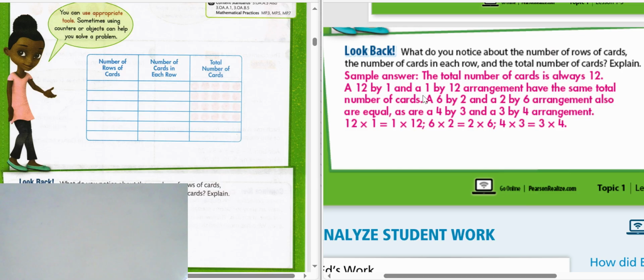Arrangements have the same total number of cards, and also 6 by 2 because 6 times 2 equals 12, and 2 by 6 arrangements are also equal because 2 times 6 equals 6 times 2, as are 4 by 3 and 3 by 4 arrangements. 12 times 1 equals 1 times 12, and also 6 times 2 equals 2 times 6. Then the last one, 4 times 3 equals 3 times 4. You can replace using the commutative property. Understood? Then answer, write it and display it down.